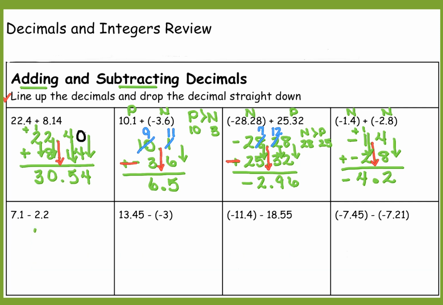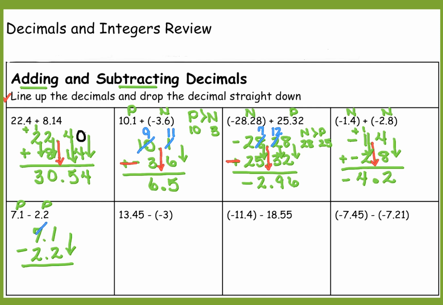We have 7 and 1/10 minus 2 and 2/10. Now we can see here we have a positive minus a positive. Now our first positive is much larger than our second, so here our answer is still going to be positive. We are not taking away enough to put that into the negative category. But we do have to borrow, however, because 1 minus 2 cannot be done.